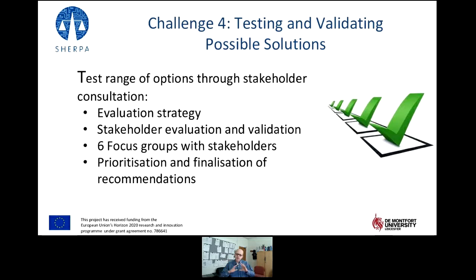Now, having this large array of possible options, we need to narrow it down, and that's what we do in challenge 4. So we want to then test and validate possible solutions. We want to see how they work. We want to work with stakeholders to explore what the best options are and how they meet these particular concerns that people have. So this will be done mostly through a set of focus groups. And the outcome of that will be a set of prioritized recommendations. So this is where the SHERPA project will put forward what we think are the most important ways of moving forward with this.